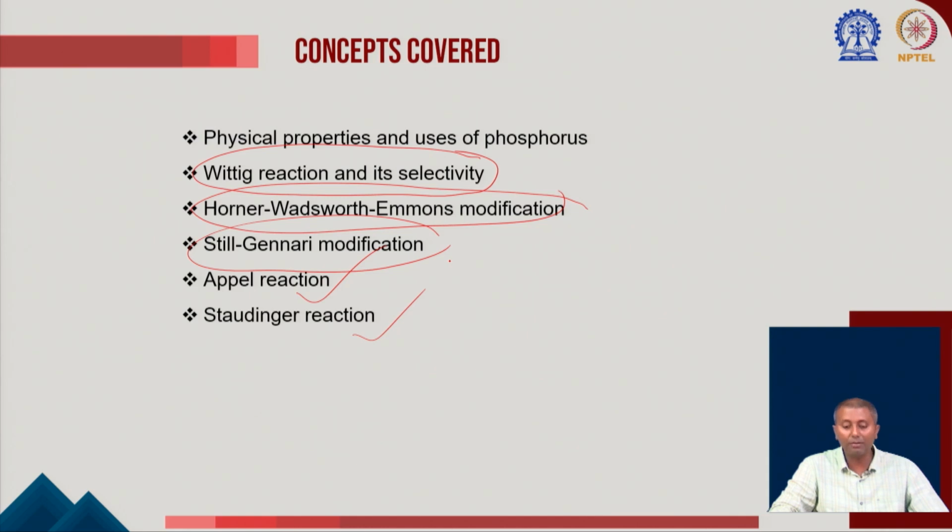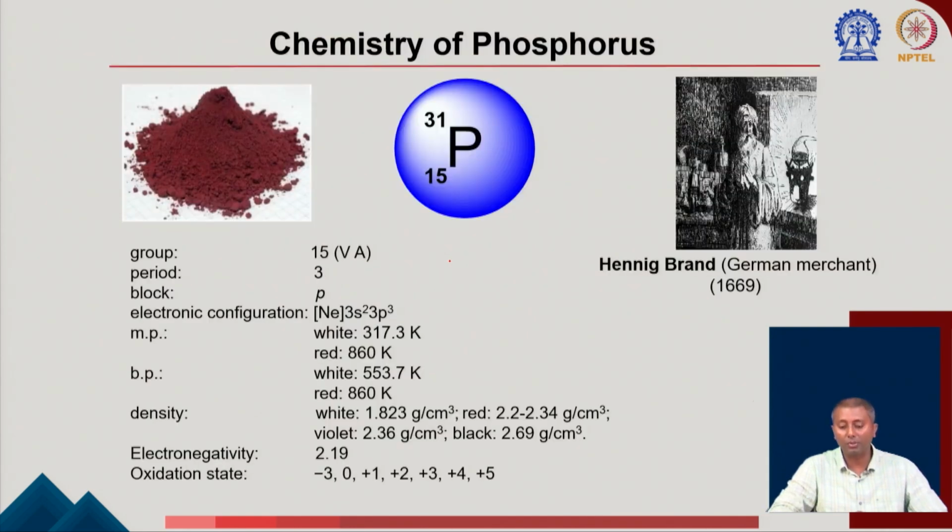So the first thing is the discovery of phosphorus. Henning Brand in 1669, he was an alchemist. I think it was an accidental discovery of phosphorus. He was searching for something else, and actually he found phosphorus.